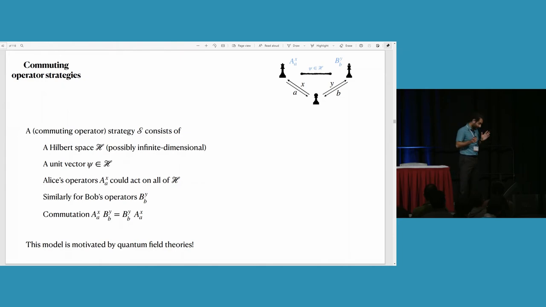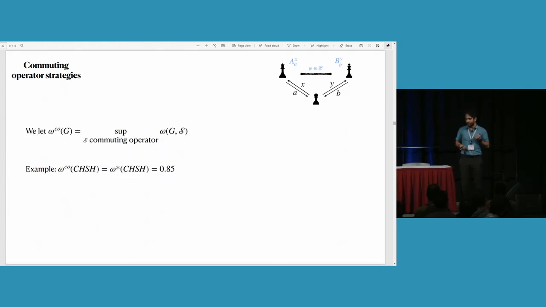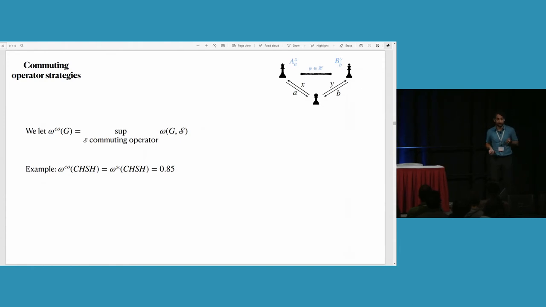Now, don't ask me how, but I'm told that this model is motivated by quantum field theories. Now I can define for you the commuting operator value of a game. I just call it co-value. And it's the supremum of winning probabilities over all commuting operator strategies. And just as an example, for CHSH, this commuting operator value or co-value is the same as the value of the game.